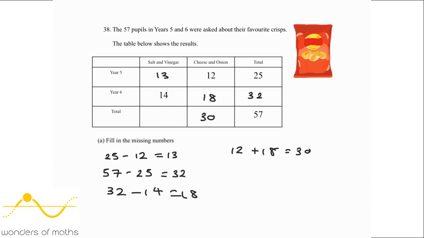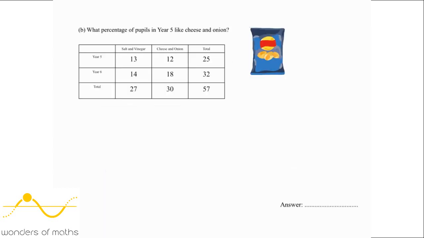Similarly, we can calculate the total number of students who chose salt and vinegar, which is the sum of 13 and 14, which is 27. We can do a quick check in the last row just to make sure everything adds up. 27 plus 30 is 57. There are no contradictions in our numbers, meaning that we have the correct answers. Now moving on to part 2.